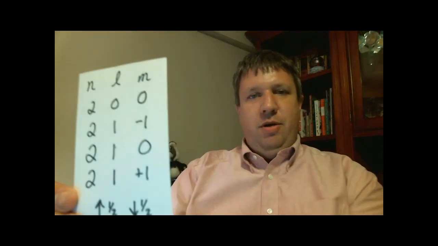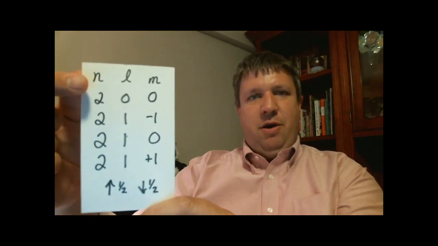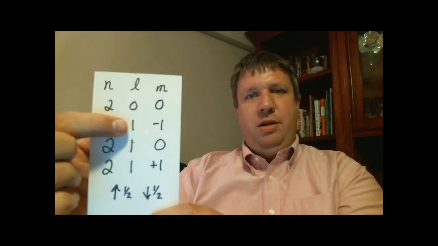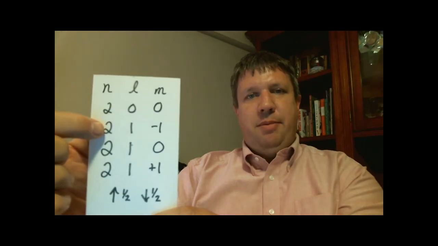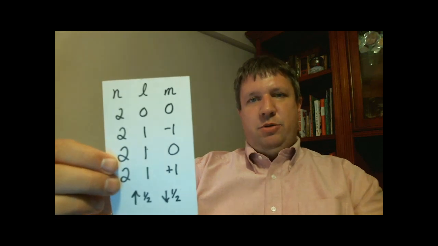If we bump that up a notch, and we look at n equals 2, we start to get a significant number of additional possibilities. So again, we have our 2, 0, 0. But now I can also have an L value of 1, because L goes from 0 to n minus 1. So 2 minus 1 is 1. And then my m values can be negative 1, 0, and positive 1, from negative L to positive L. So here I have 4 possible orbitals.